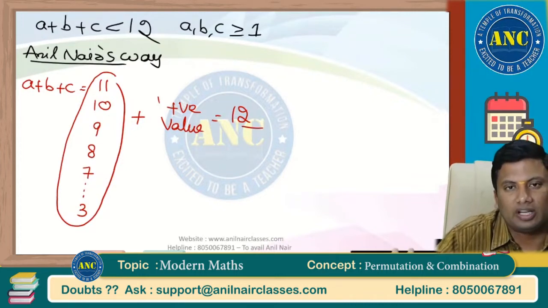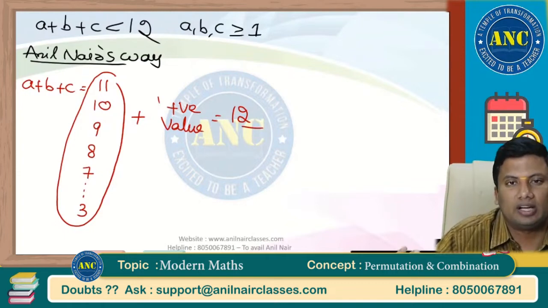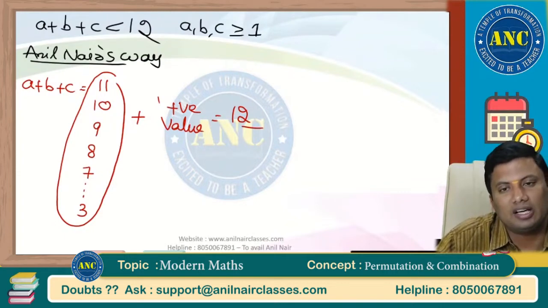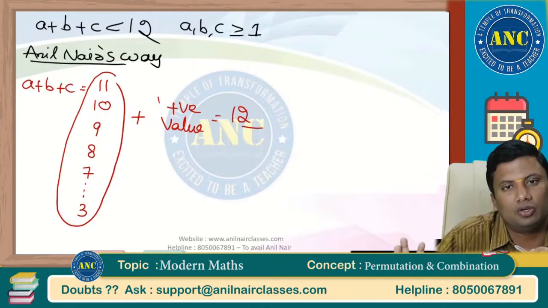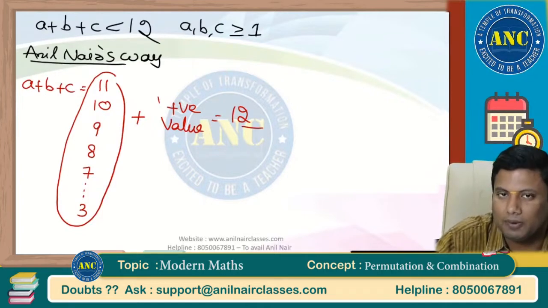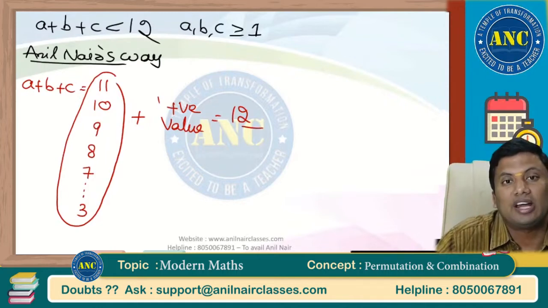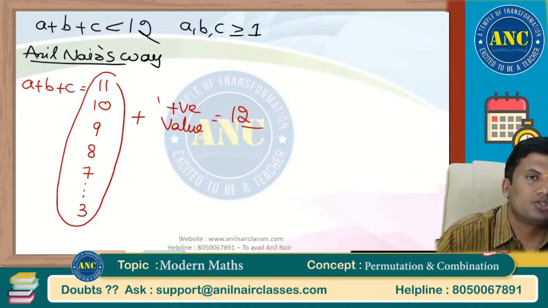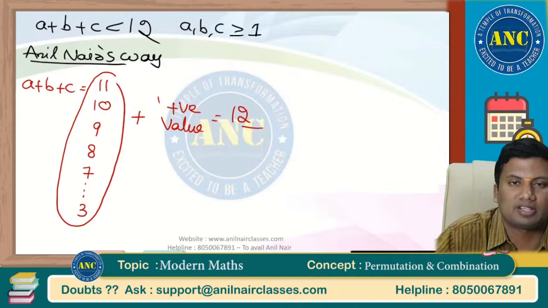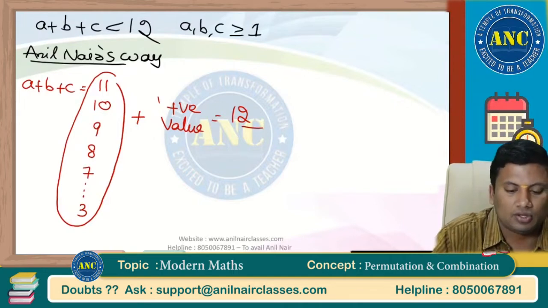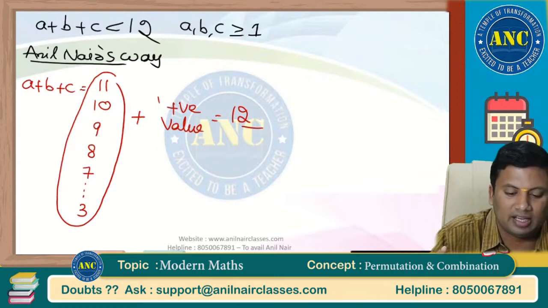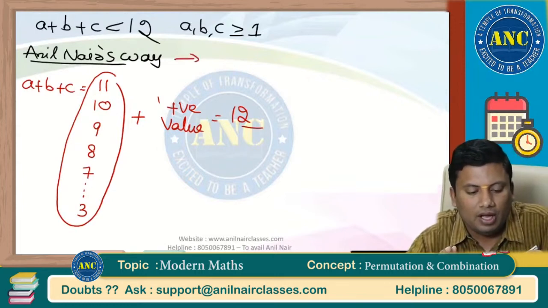Suppose you wrote an exam. Cutoff is 20 marks, but you got less than 20 marks. If I add some positive value, you will get 20. You got 15 marks, I will add 5. You got 18 marks, I add 2. If you got 16 marks, I add 4. You got 9 marks, I add 11. So the idea is to eliminate the inequality.